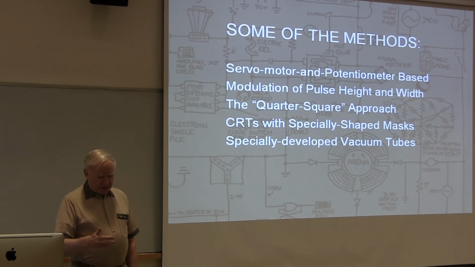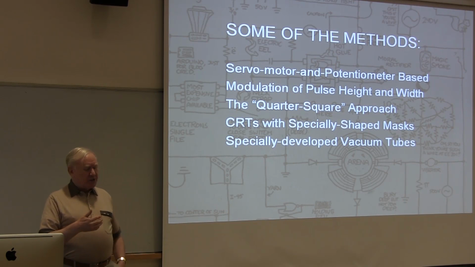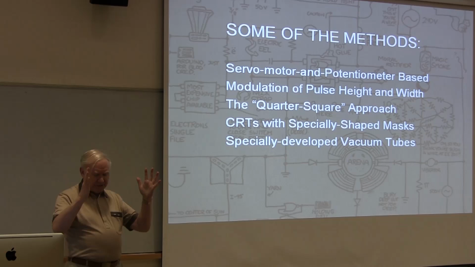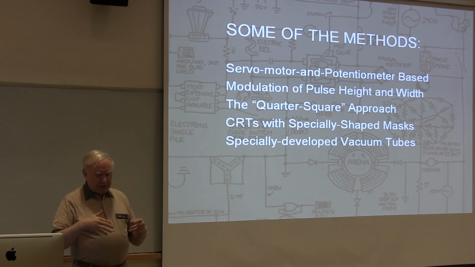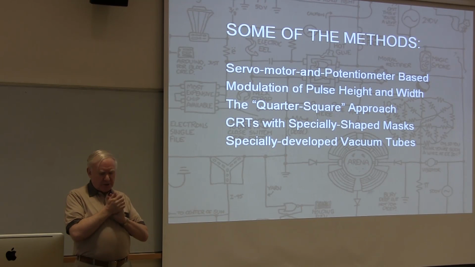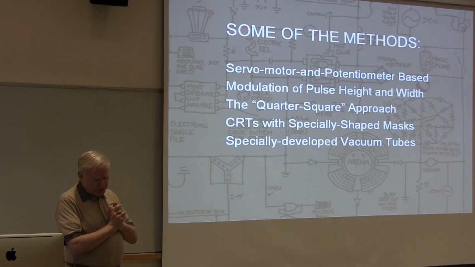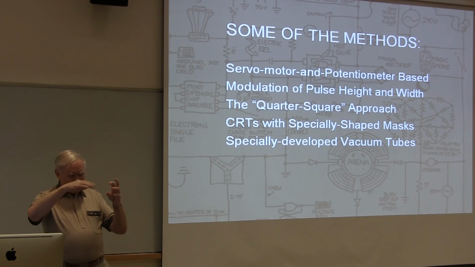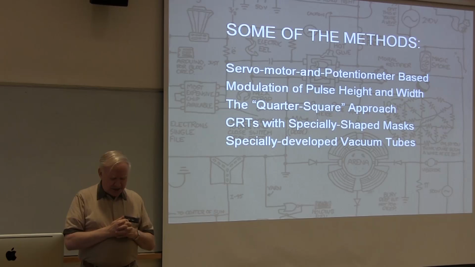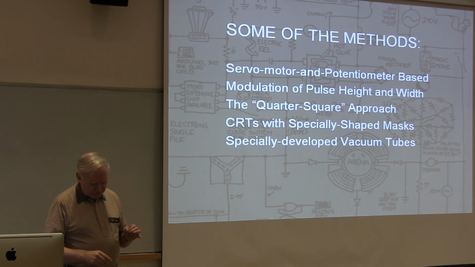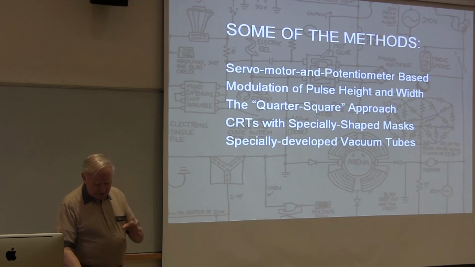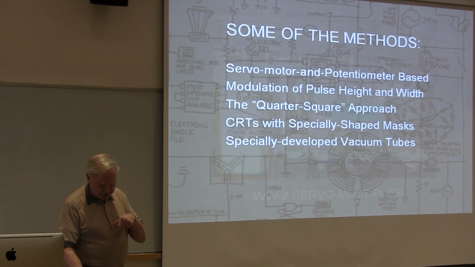These are some of the early methods. They were mechanical, using servo motors and potentiometers. There were ideas using modulation of pulse height and pulse width, and then averaging. Something called the quarter square approach, and then even some special CRTs with specially shaped masks that were supposed to make it look like a parabolic function for some reason. I know the reasons, but I don't want to go into them. And then some curious tubes, which I'll show you in just a moment.